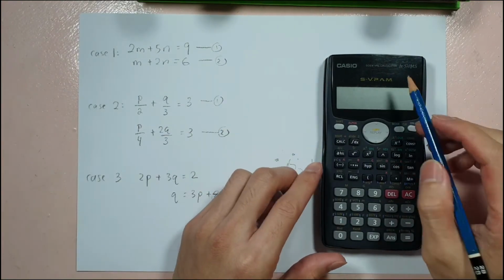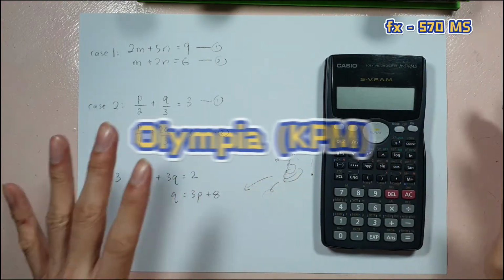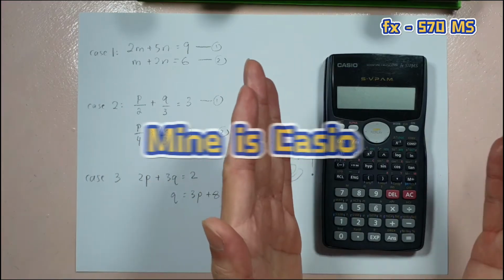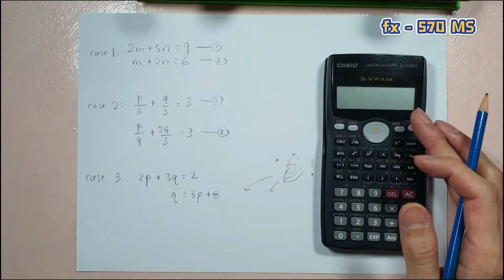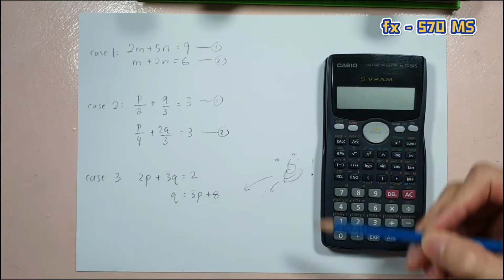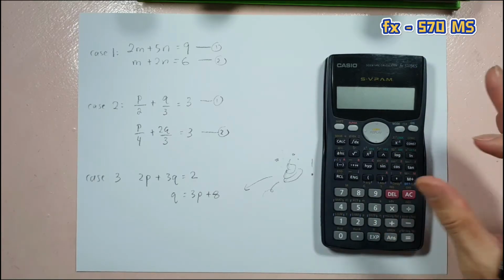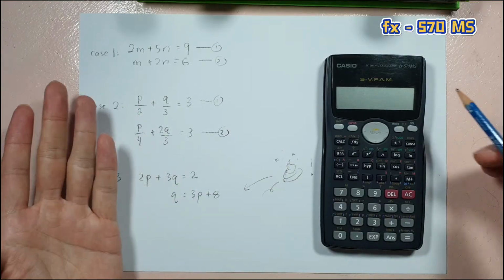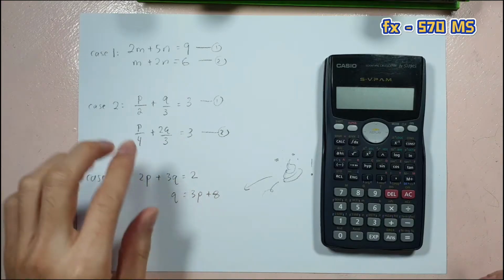I'm going to use this calculator, fx-570 MS Casio, and some of you might be using Olympia or maybe other version of calculator. Basically, it looks kind of like similar operating functions as compared to this 570 MS. I believe now the latest 570 MS is like another different facelifted one, so you might be having a different style but same coding. Okay, so let's do it.